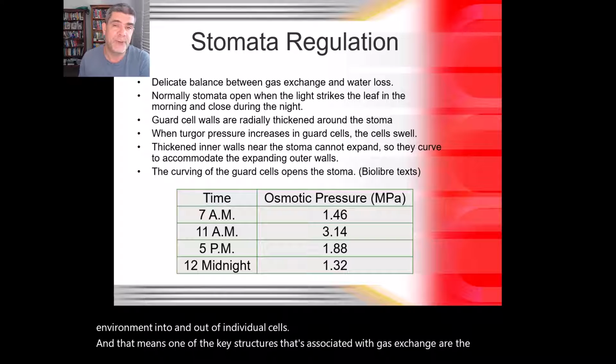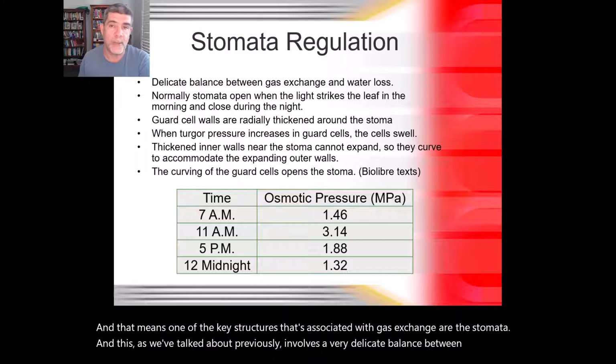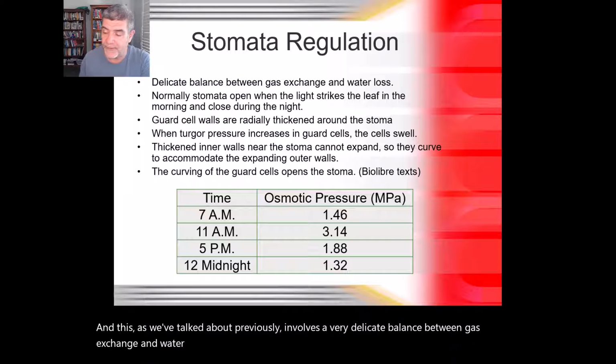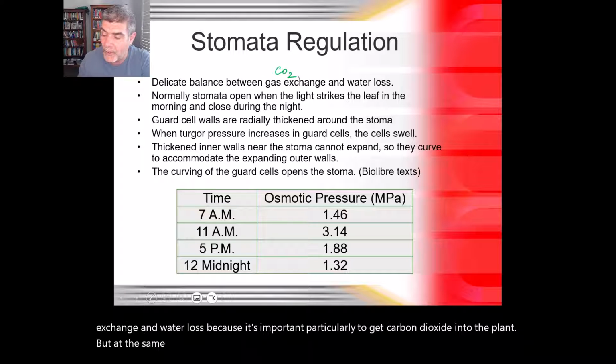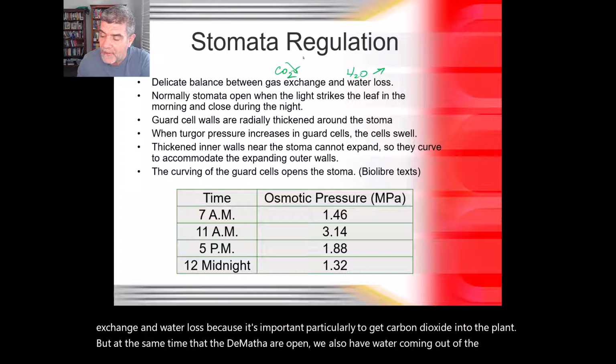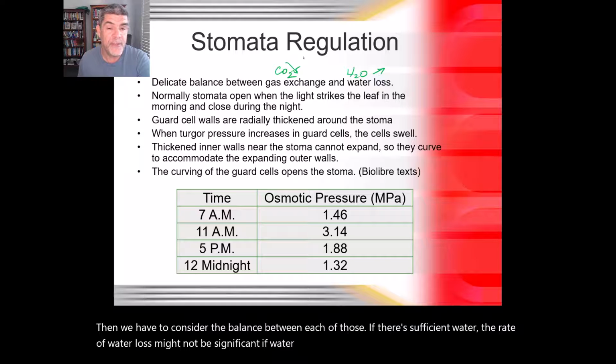And this, as we've talked about previously, involves a very delicate balance between gas exchange and water loss. It's important particularly to get carbon dioxide into the plant, but at the same time that the stomata are open, we also have water coming out of the plant, so we have to consider the balance between each of those. If there's sufficient water, the rate of water loss might not be significant. If water is limited, then that may be a critical step in terms of keeping the plant alive.